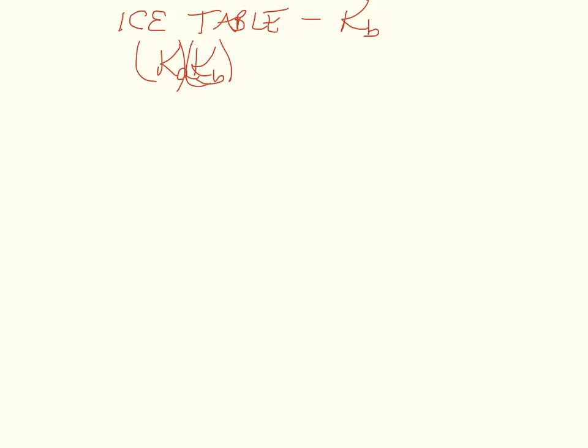Alright, so we need to recreate or to make an ice table, and we're dealing with a base at the equivalence point of titration of a weak acid, so we need Kb. And so let's go ahead and figure out what Kb is. Hopefully you remember that Ka times Kb equals Kw, which is 1 times 10 to the minus 14, as long as you're at 25 degrees, which we always are in our problems.